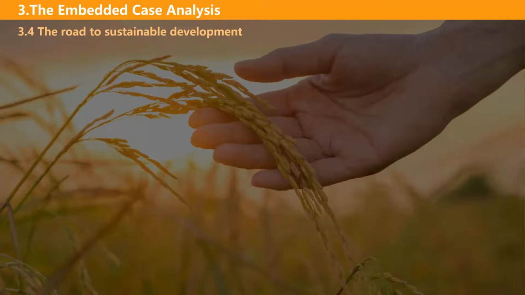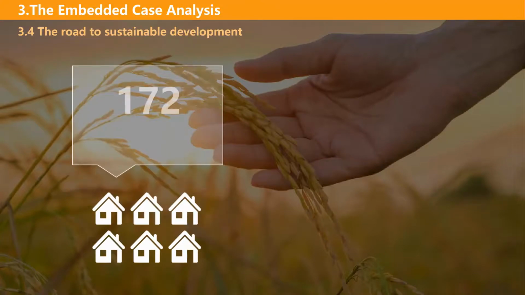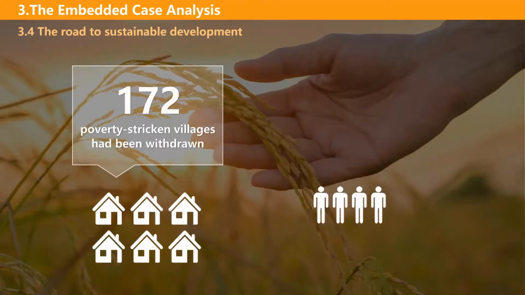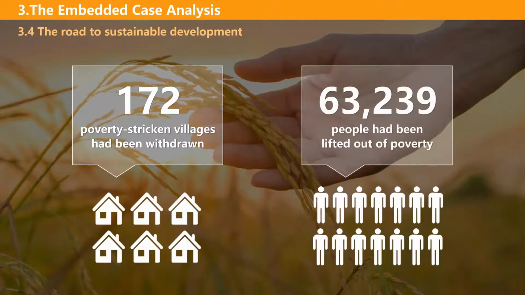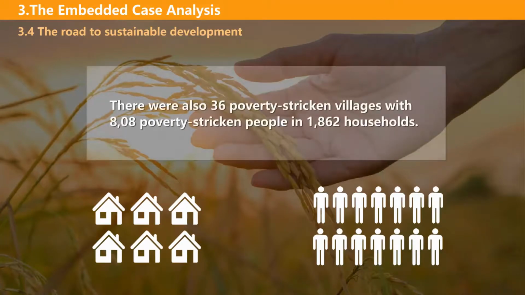3.4 The road to sustainable development. By the end of 2018, Ganluo County had withdrawn 172 poverty-stricken villages and lifted 63,239 people out of poverty. There were also 36 poverty-stricken villages with 808 poverty-stricken people in 1,862 households. County economies represented by Ganluo County are actively building a sustainable development model.